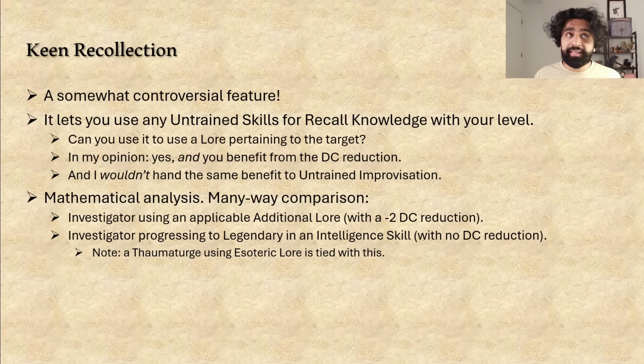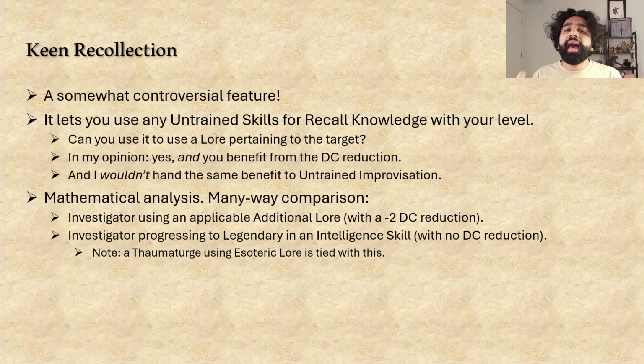In my opinion, that is an incorrect interpretation of the rules because the rules are pretty clear that the lore has to be actually uniquely applicable to the situation in a way a normal skill wouldn't. Since esoteric lore is broader than any normal skill, I wouldn't really say it applies. So if you're seeing a bog dragon, you're not getting a -2 DC reduction for an applicable lore.